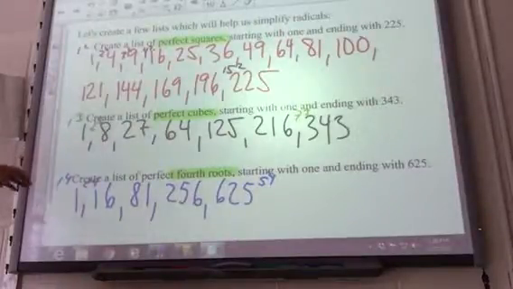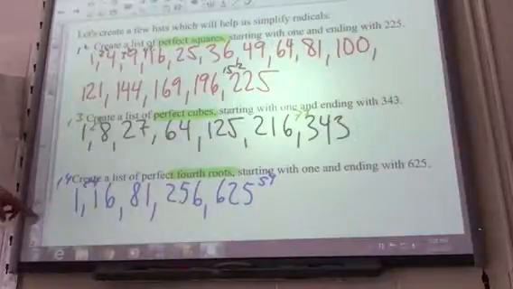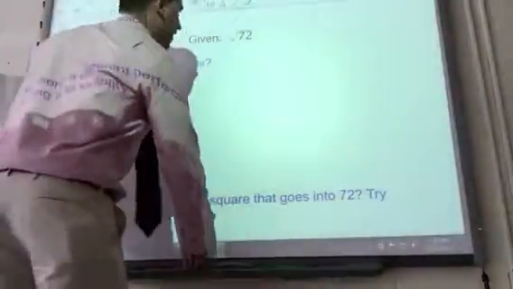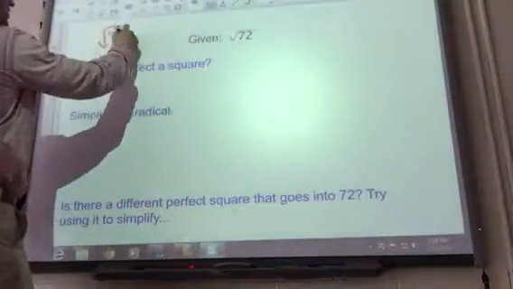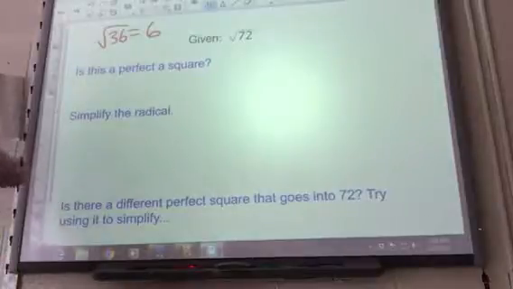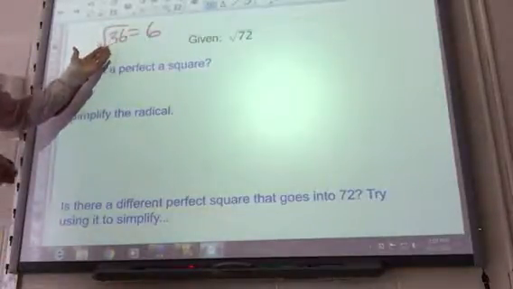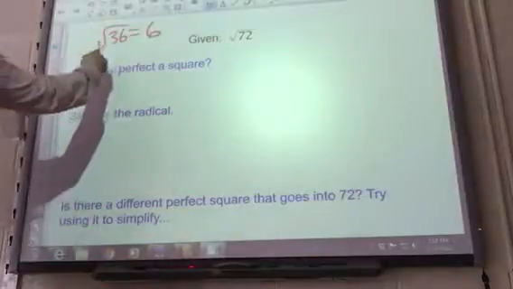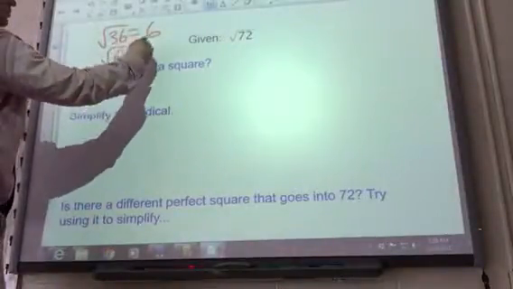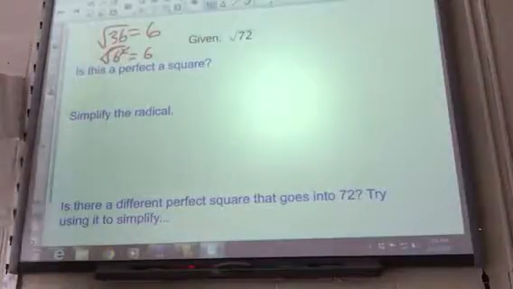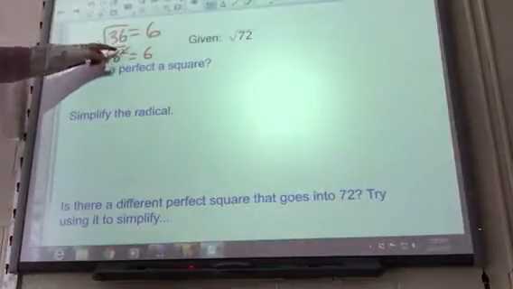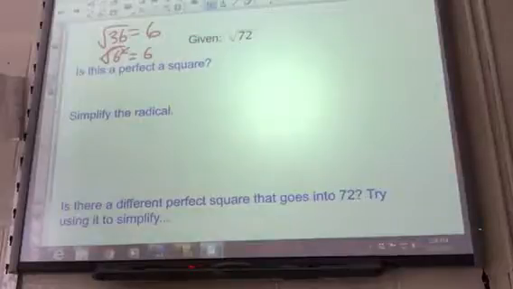So let's talk about how we're going to use these perfect squares, cubes, and fourth roots. If we had, say, the square root of 36, that's a perfect square. That gives us 6, right? Because 6 times 6 is 36. So the opposite operation, which is square root, gives us a 6. Square root and square cancel out. They're inverse operations like addition, subtraction, multiplication, division. 6 squared is 36, and you can see they cancel out and provide you with a 6.